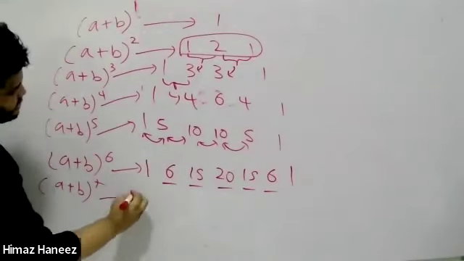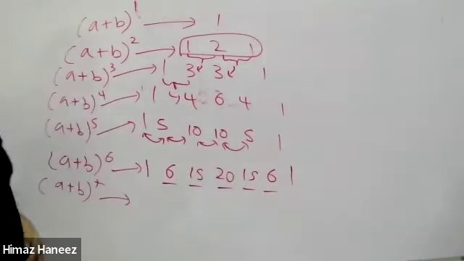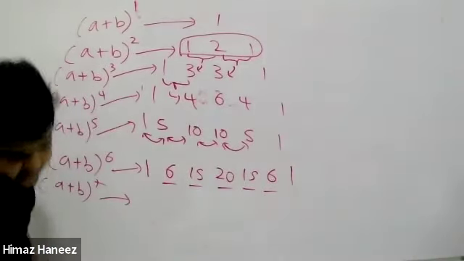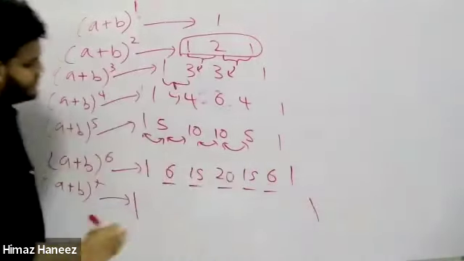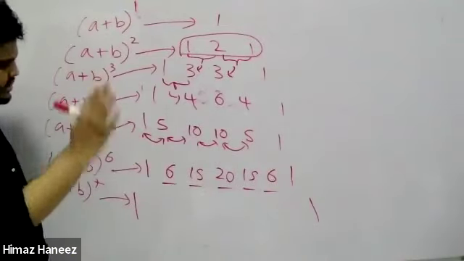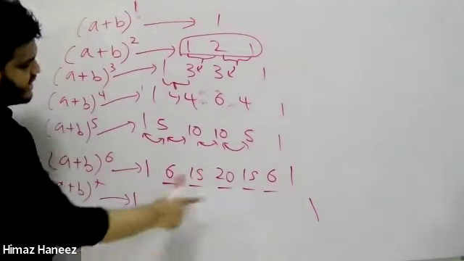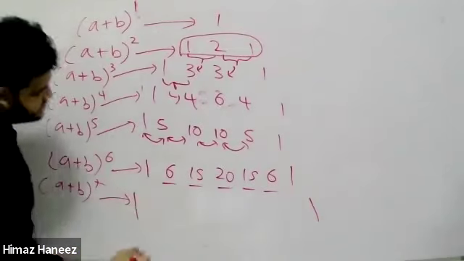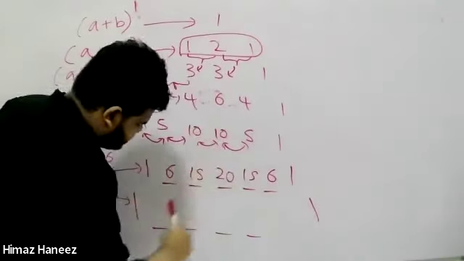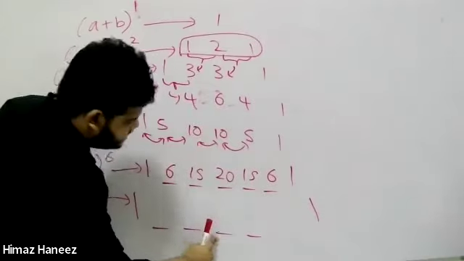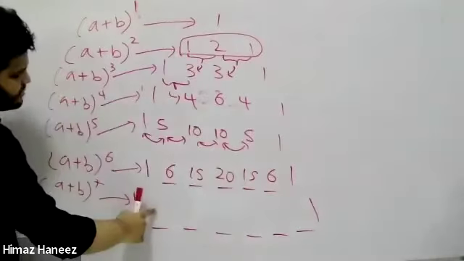Now give for 7, will you? How many numbers should be there for 7? 8. This number is fixed. We are not changing, we are not going to do anything. So then how many numbers should be in the middle? 8 numbers should be there in total. How many numbers should be there in the middle? Yes, 6.